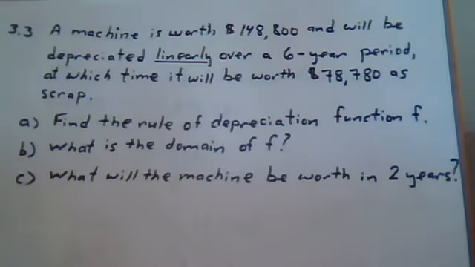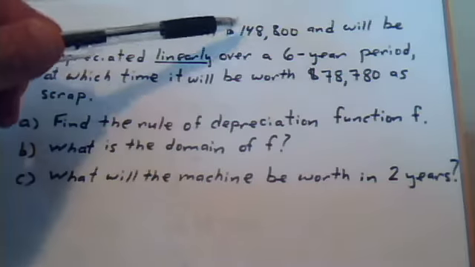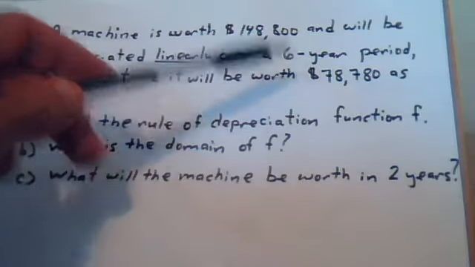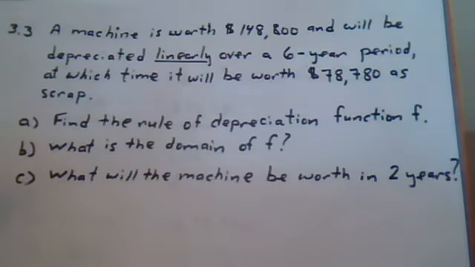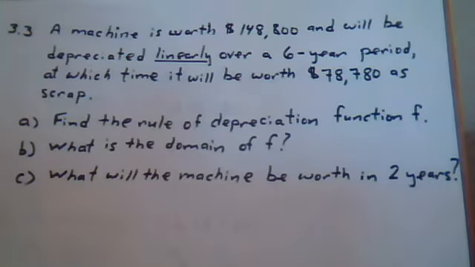A machine is worth $148,800 and will be depreciated linearly over a 6-year period, at which time it will be worth $78,780 as scrapped. So depreciate is used because we're going from 148,800 down to $78,780. The price is coming down.